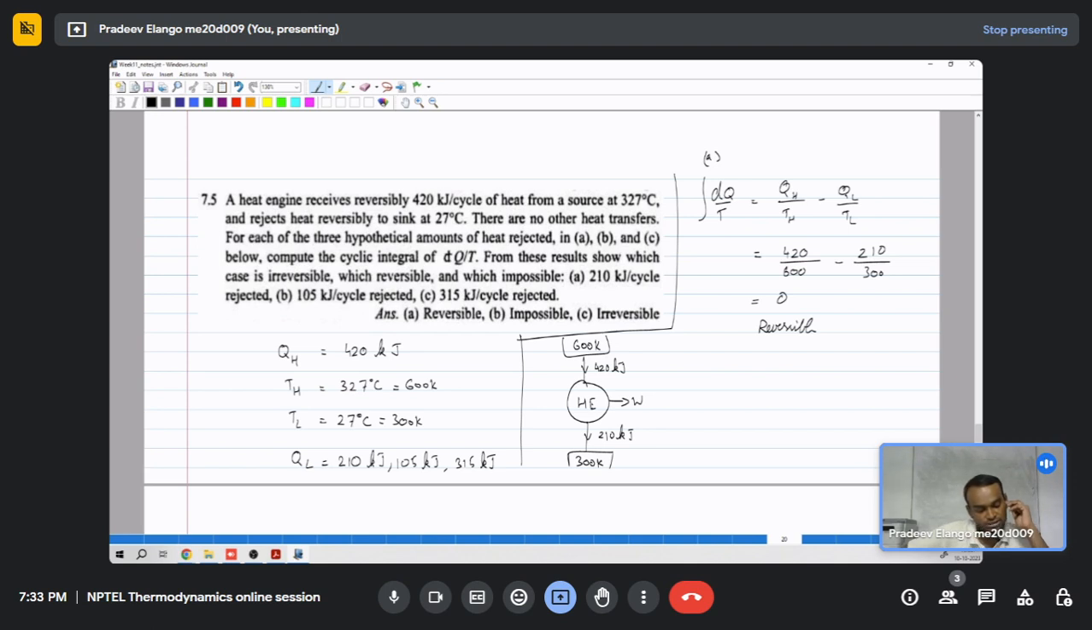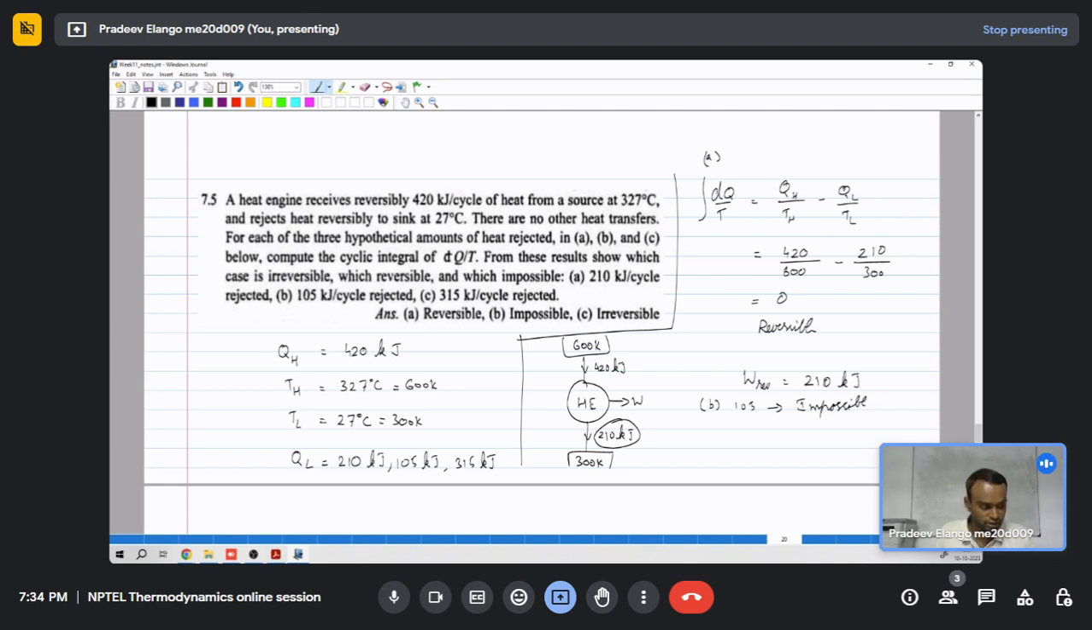Now for the other cases we can say any heat rejection less than this is not possible, right? Any heat rejection less than this will mean that work output is more than the reversible case. So now we can say reversible work output is 210 kilojoules, and any calculation which says the work output is more than this will mean that process is not possible, right? That means any heat rejected to the low temperature reservoir less than 210 is not possible. So now we can see option B is 105, which is less than 210, so we know that it is impossible.